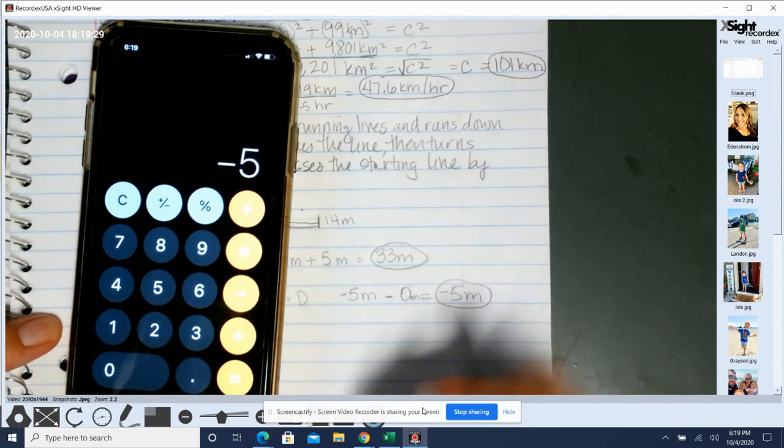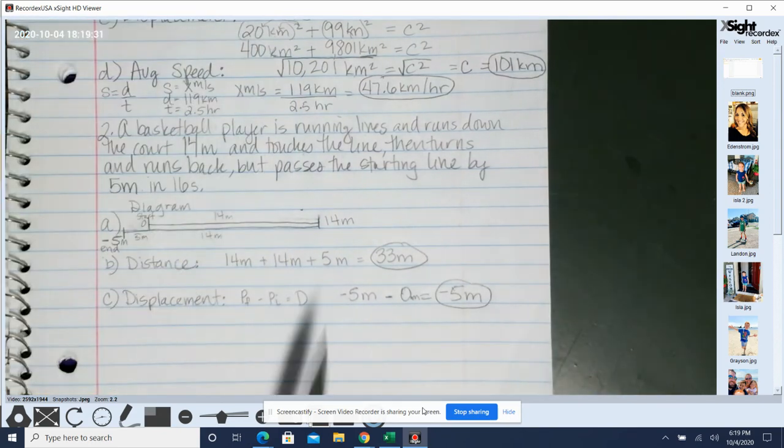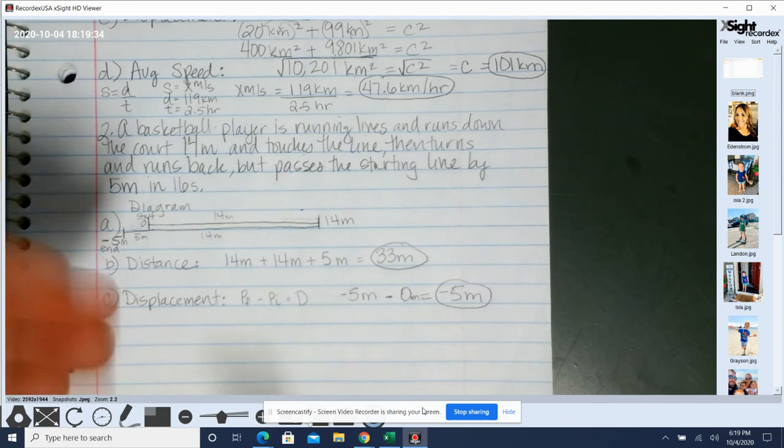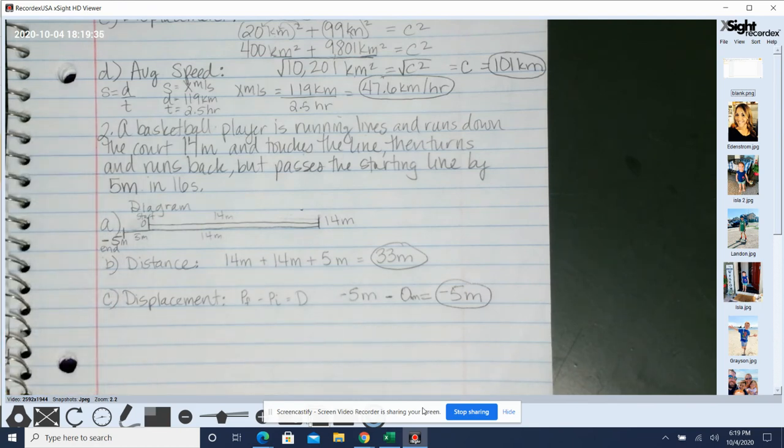But I know how sometimes people do get a little stressed out with negatives and positives and all the different adding and subtracting. So kind of get yourself used to it. But if you got confused looking at this, just look at this. This is pretty obvious. 0 to negative 5 is negative 5. So their displacement is a negative number.